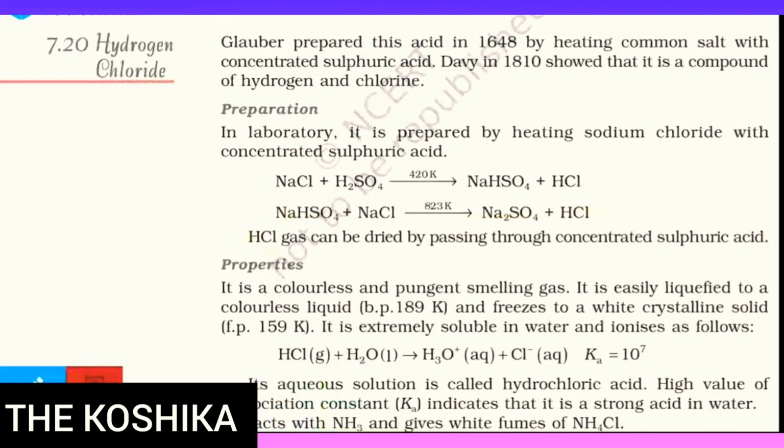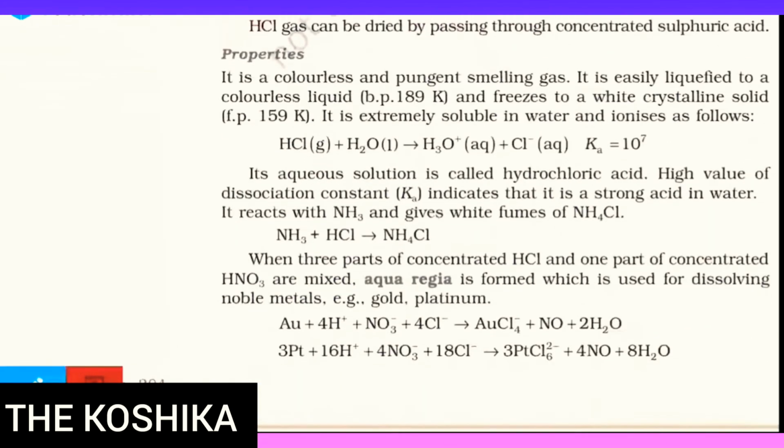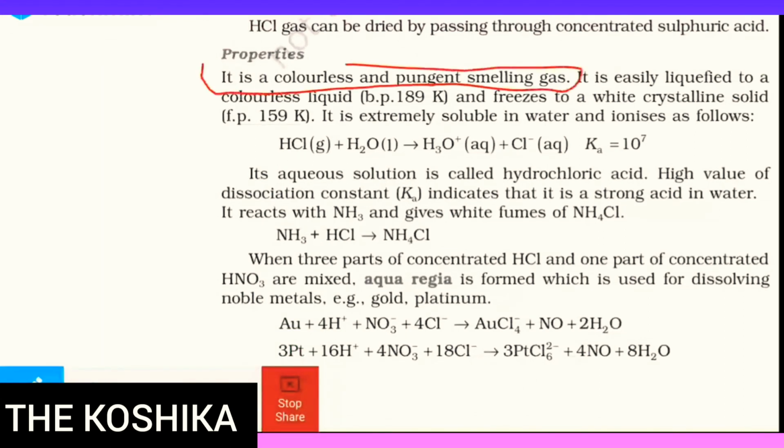Now we are moving to the properties. इसमें एक एक्वा रीजिया बनाने को आता है और वो बोर्ड में हर साल पूछता है, तो जरूर याद कर लेंगे. अभी मैं वहां पे इंपॉर्टेंट लिख भी दूंगा, टिक भी कर दूंगा. प्रॉपर्टीज. It is a colourless and pungent smelling gas. तो पहली प्रॉपर्टी तो यही हो गई, कलरलेस तो है लेकिन बहुत ही पंजेंट, तीखा तीखा स्मेल होता है इसका.